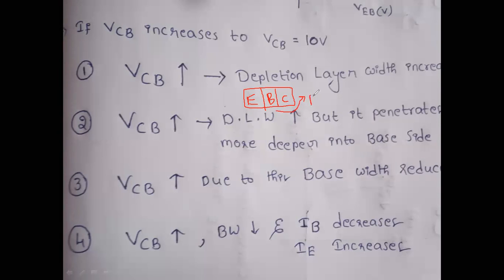Lightly doped. If base is lightly doped, from the doping concentration formula, you know that the width of the depletion layer is inversely proportional to the doping concentration. Clear? If the doping concentration is low, then the width of the depletion layer is high. Here the doping concentration of the base is obviously low. When the doping concentration of the base is low, then the width of the depletion layer on the base side is increased. So that's why the depletion layer will penetrate more towards the base.